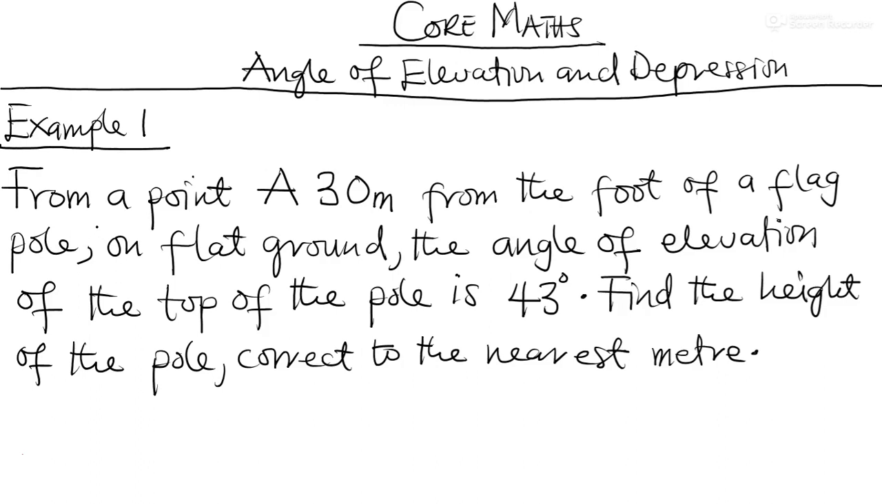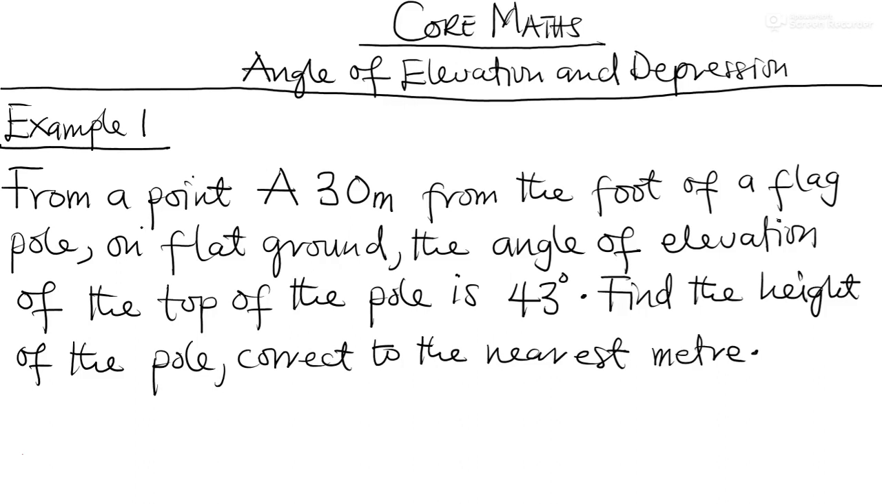Now it reads, from a point A, 30 meters from the foot of a flagpole on flat ground, the angle of elevation of the top of the pole is 43 degrees. Find the height of the pole correct to the nearest meter. Right, so this is our question.